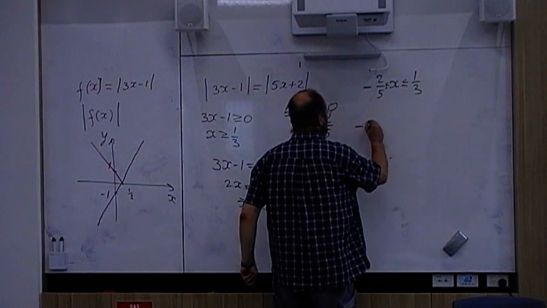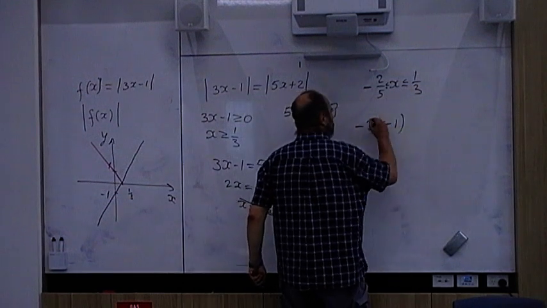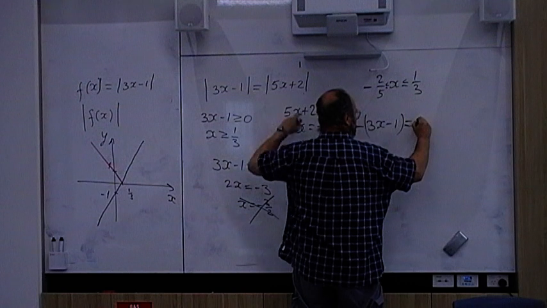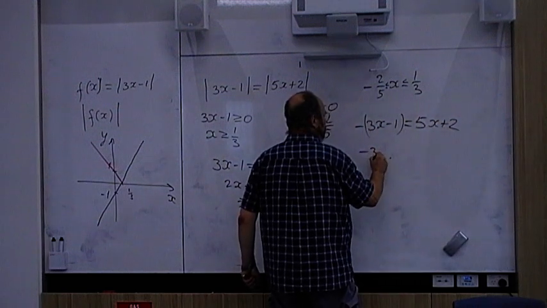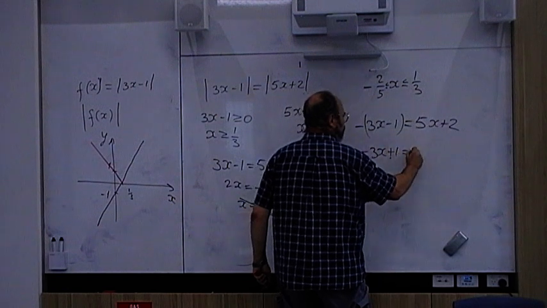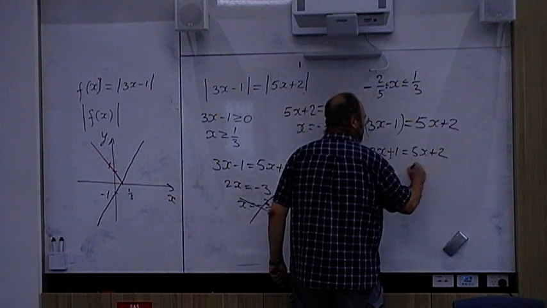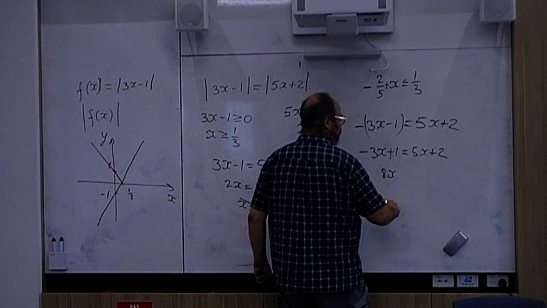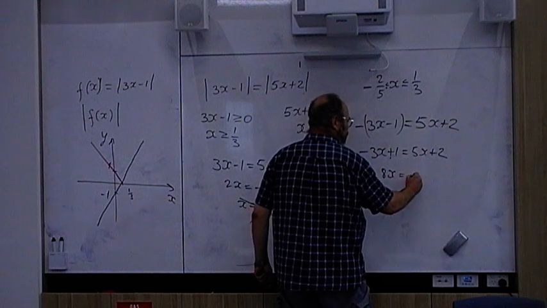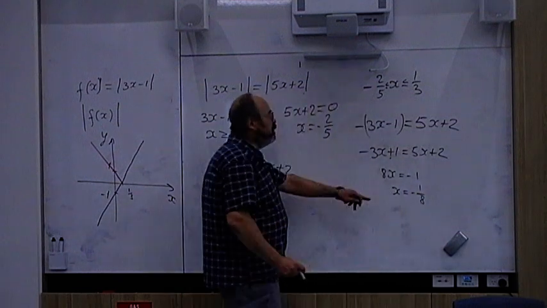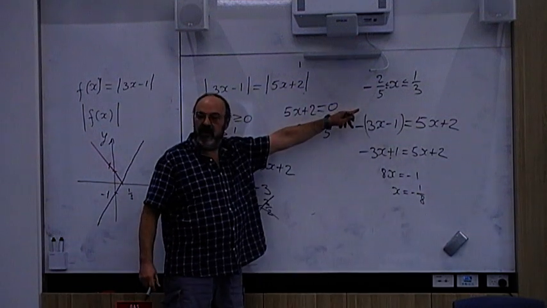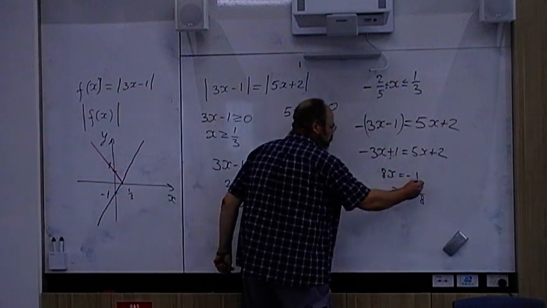We have minus 3x minus 1 equal to this positive, so 5x plus 2. We get minus 3x plus 1 equal 5x plus 2. We get 8x equal negative 1. x equals negative 1/8. Is this in the given interval? Yes. So this is the solution.